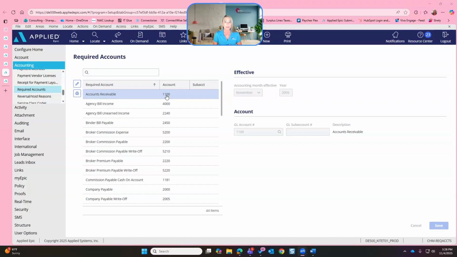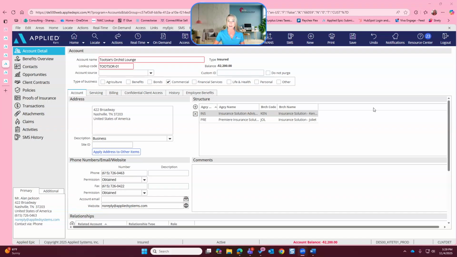So let's go over and take a look at an example of an incorrect transaction and go through some of these pieces a little bit more in detail. Okay, so the scenario that we have today to share with you is an agency bill transaction that has been entered into the wrong agency.